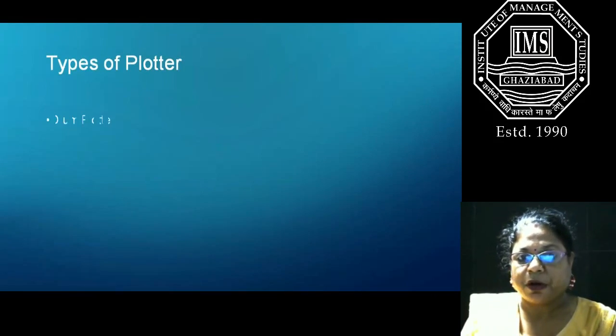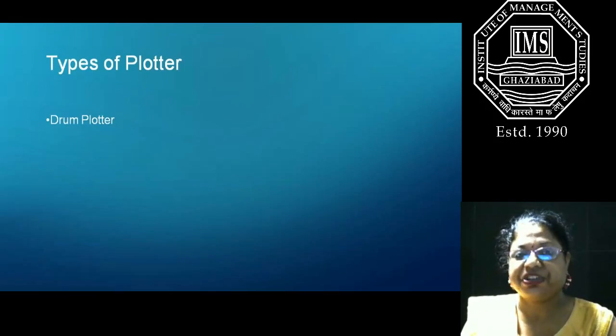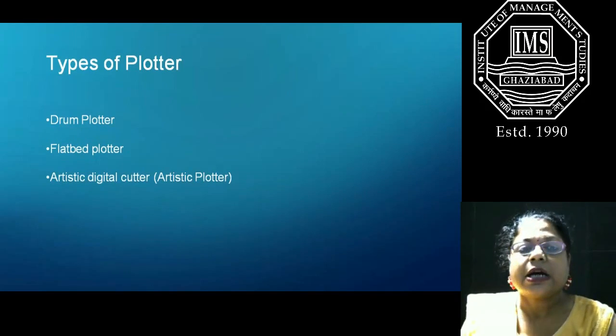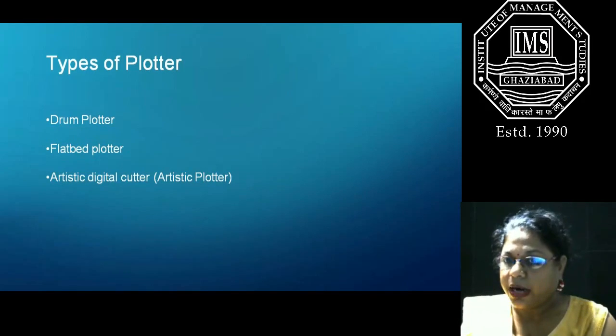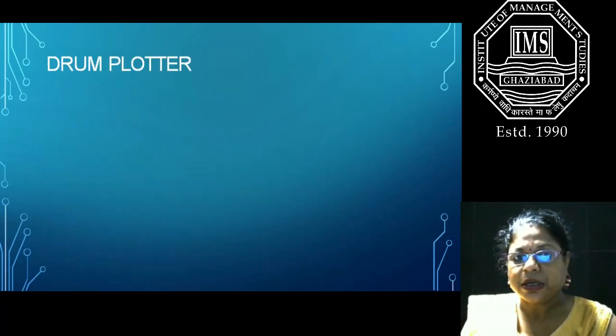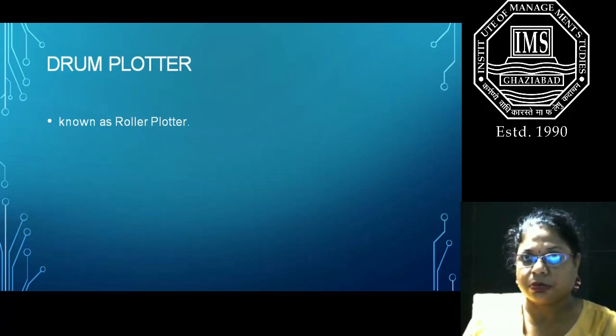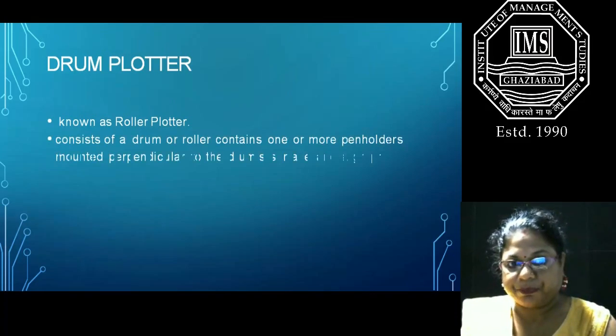How many types of plotters are available? There are as such 3 types of plotters available: drum plotter, flatbed plotter, and artistic digital cutter or artistic plotter. Now we are going to discuss the drum plotter. What is a drum plotter? It is also known as the roller plotter.